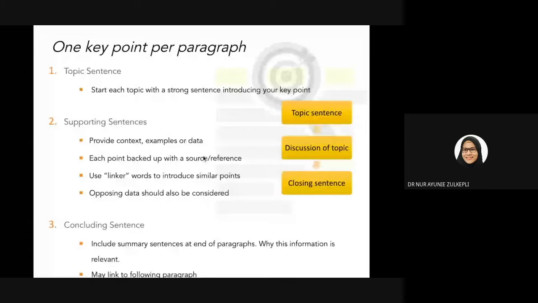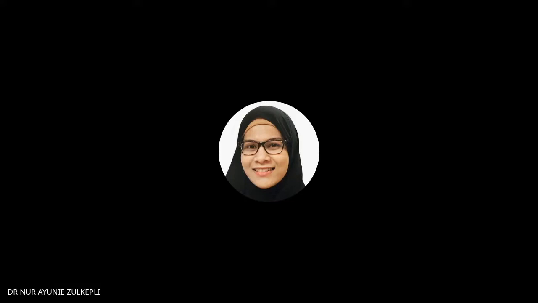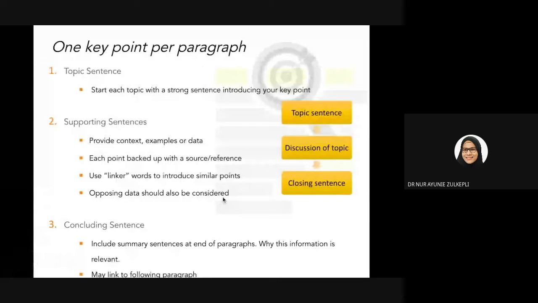Data from previous findings, references, and you can use your linker words. I will introduce the linker words to introduce a similar point or contrast point, and opposing data should also be considered. It's not necessarily discussing only the positive point of view in your write-up. You can also pick other, opposing data to further support your topic.